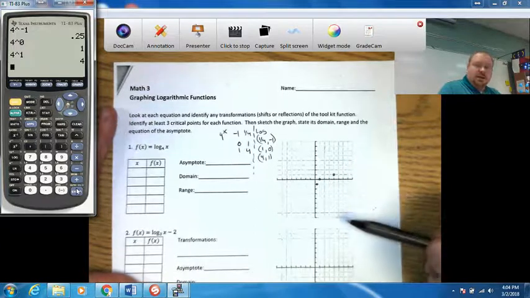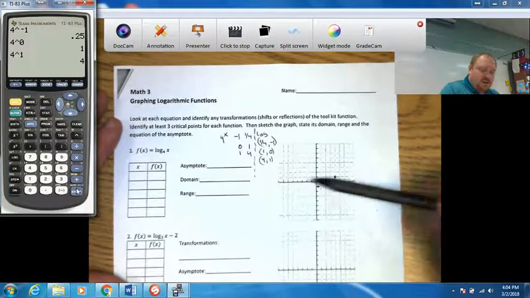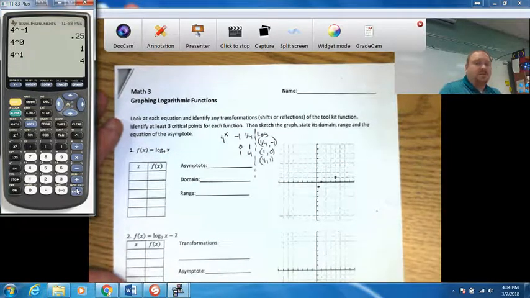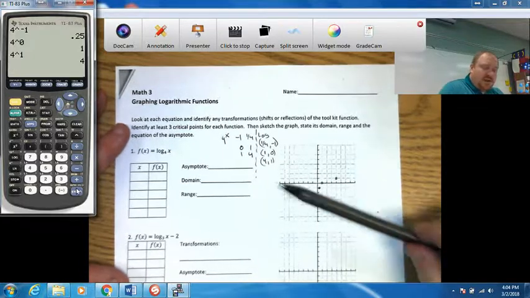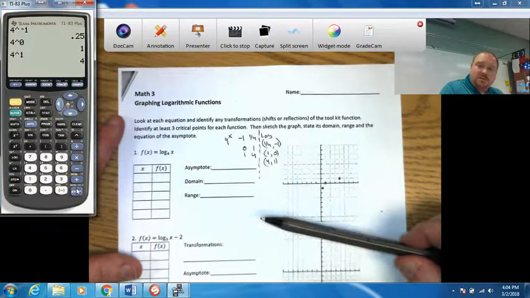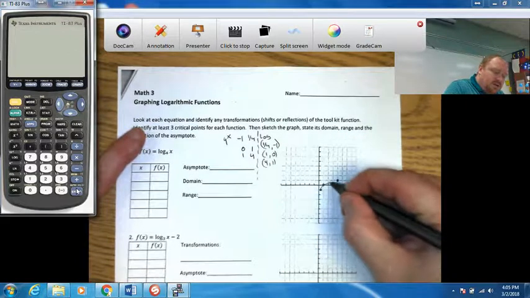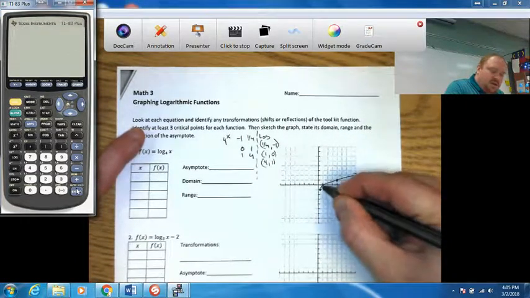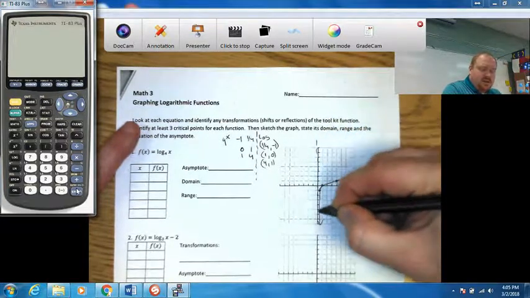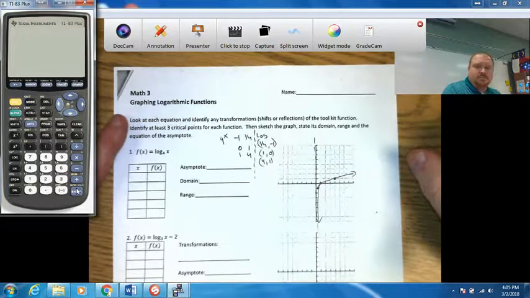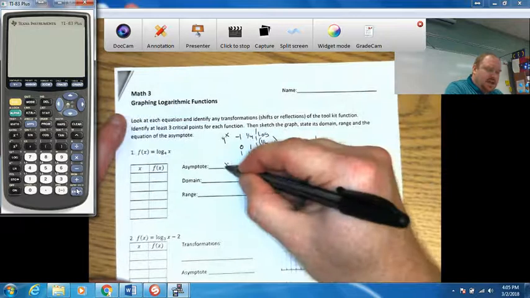Now, just like an exponential has a horizontal asymptote, the log, because when you trade the x and the y's, that horizontal asymptote now becomes a vertical asymptote. And when it is not changed at all, that vertical asymptote is the y-axis. And the equation of the y-axis is x equals 0.